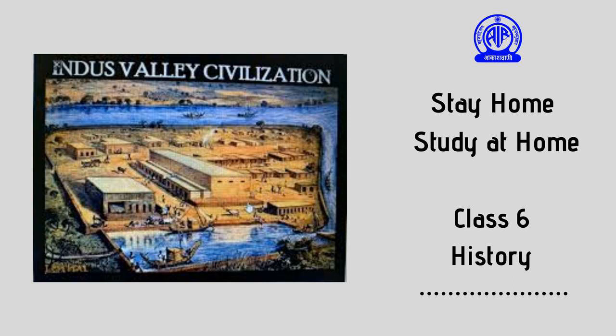Now, what did they grow? Are you listening to the story? So, let's see, let's compare. Wheat, barley, pulses, dal, peas, rice, sesame, linseed, mustard.